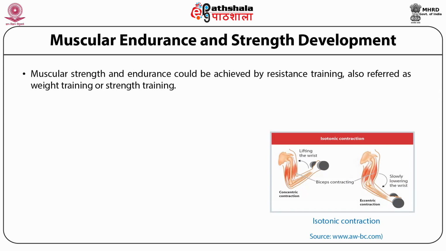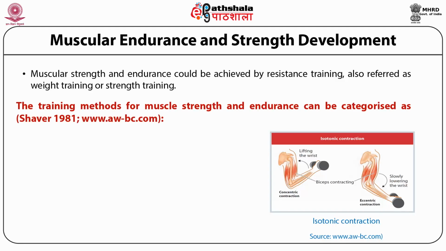Muscular strength and endurance can be achieved by resistance training, also referred to as weight training or strength training. It includes exercise with measured weights or other resistive equipment such as exercise bands or balls. Resistance exercises stress the body's musculoskeletal system, thereby enlarging the muscle fibers and improving neural control of muscle functions. The training methods for muscle strength and endurance can be categorized as isotonic, isometric, or isokinetic.